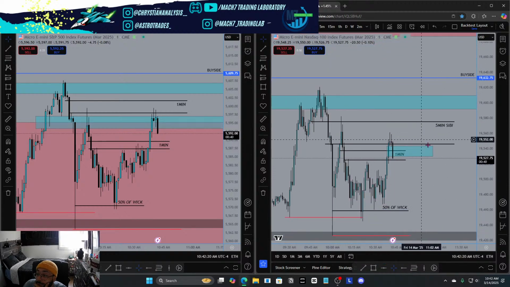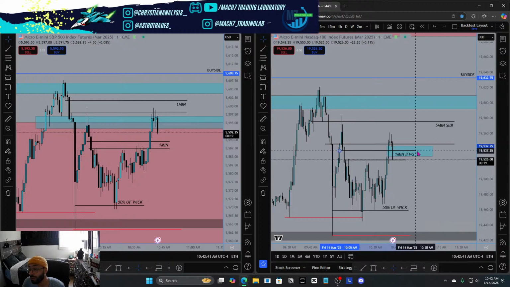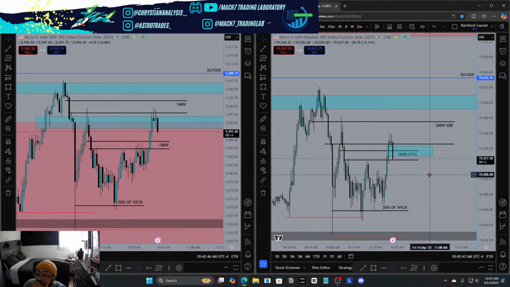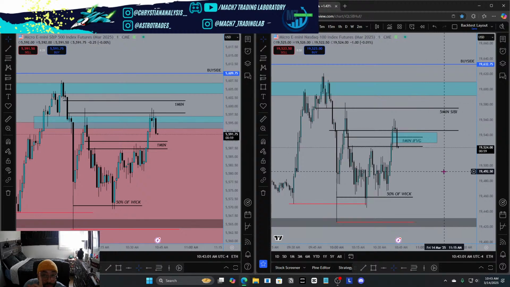Be mindful, 5 minute SIBI. So we have 1, 2, 1 minute currently looking at. So back into the 1 minute inversion. I'll go ahead and just put that there. Same touch that we got on ES, got it on NQ. Still in premium.